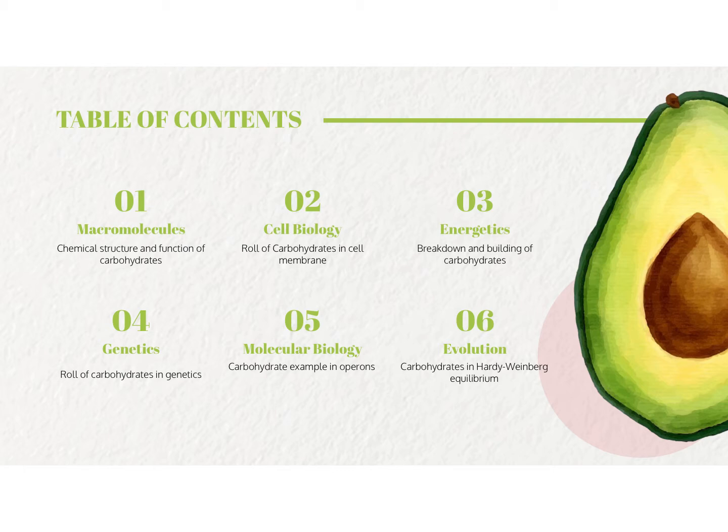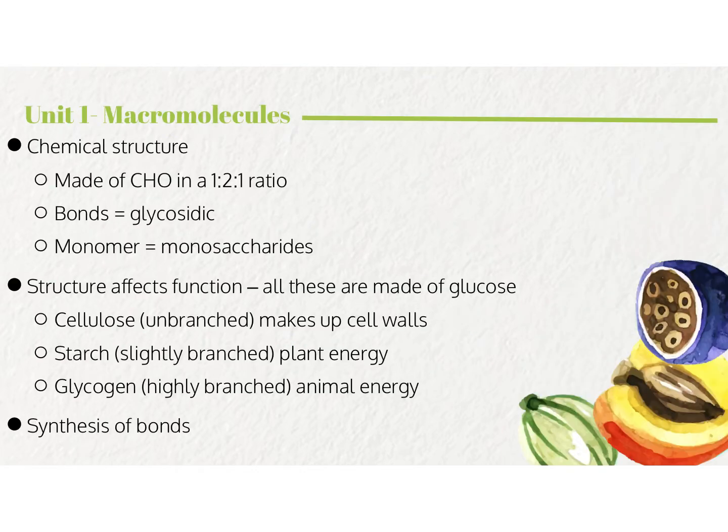In Unit 4, we're going to talk about the role of carbohydrates in certain genetic examples. Then in Unit 5, we're going to be looking at a specific example of an operon, which involves the breakdown of the carbohydrate lactose. And then for Unit 6, evolution, we're going to be looking at carbohydrates that are in Hardy-Weinberg equilibrium.